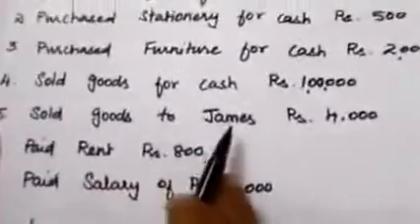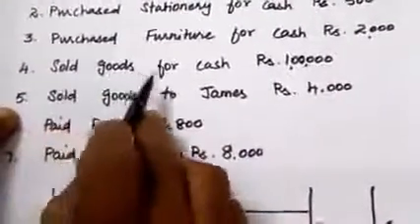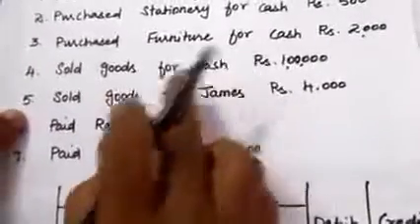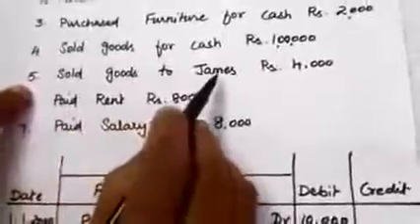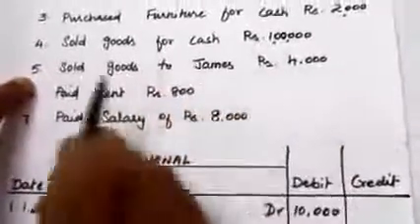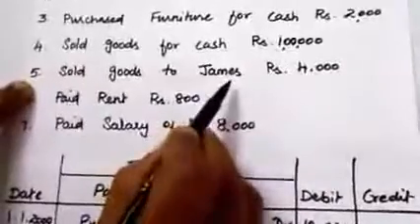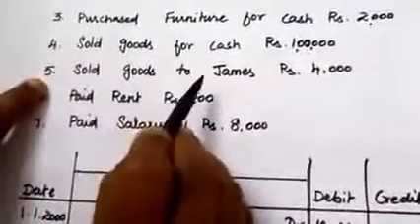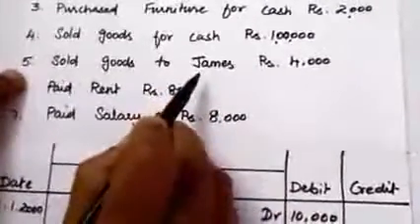Next entry: sold goods to James. Just see the difference. The previous entry is sold goods for cash. They didn't mention a name, so it is considered a cash sale. But in this transaction, they have mentioned the name. They didn't mention the cash. Sold goods to James. It means it is a credit sale. They have sold some items to James. So he is a debtor.